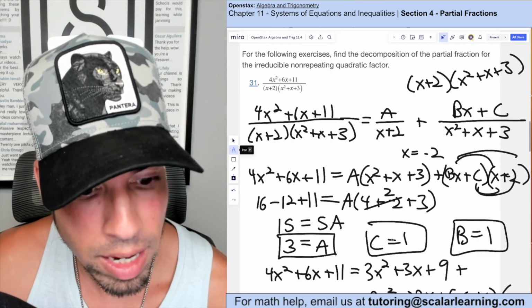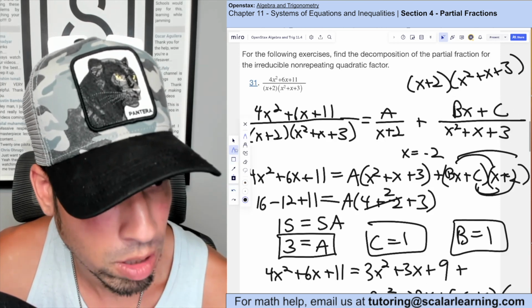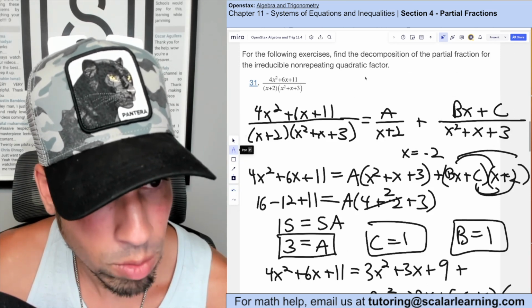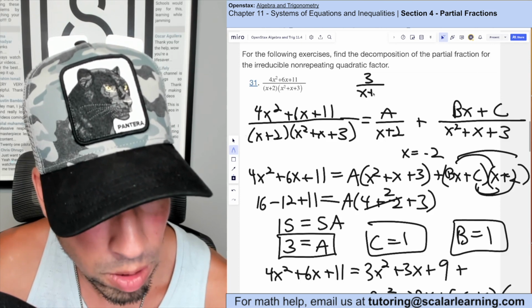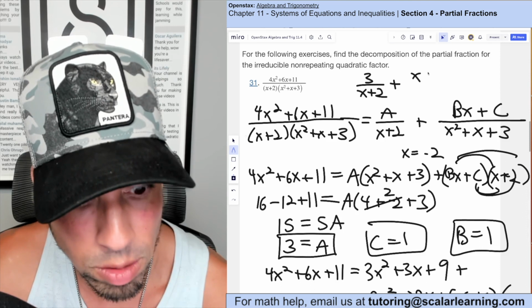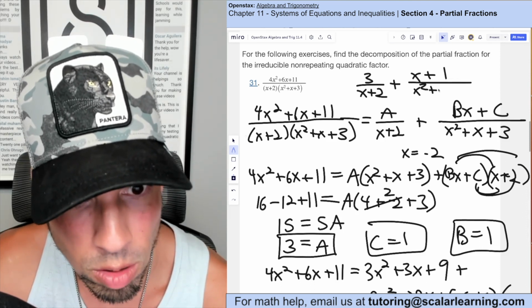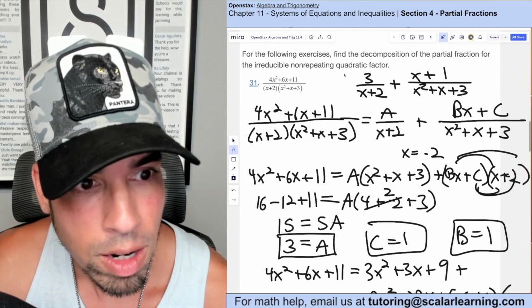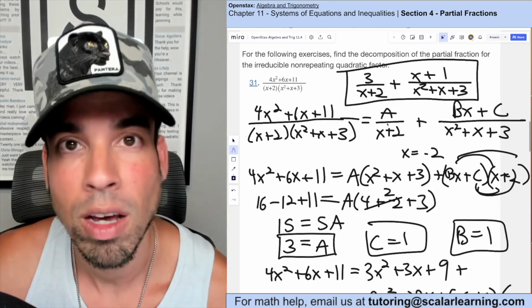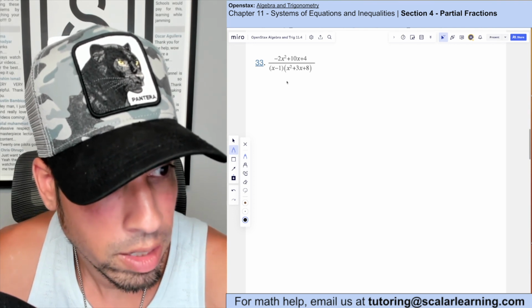So now that we got a, b, and c, we can come back to this expression and plug and chug. So our final answer is a, which is 3. That goes over x plus 2. And then we got plus b, which is 1. So that's 1x plus c, which is 1, over that denominator, x squared plus x plus 3. And that is how you do it. Done.